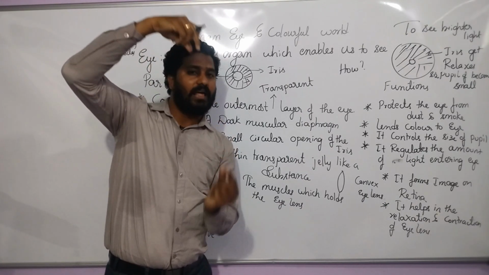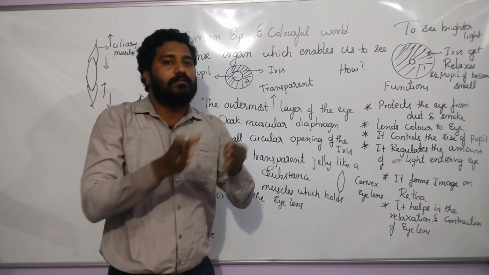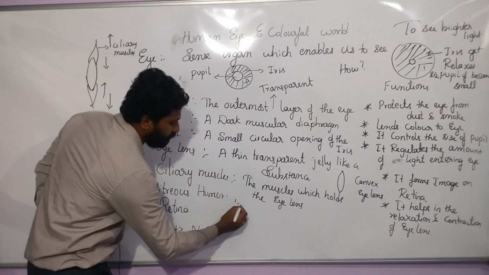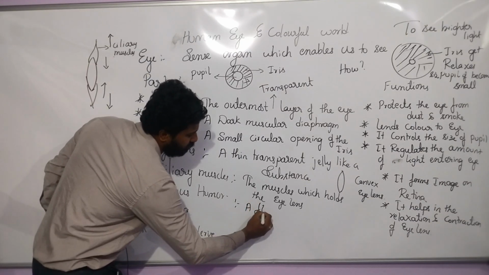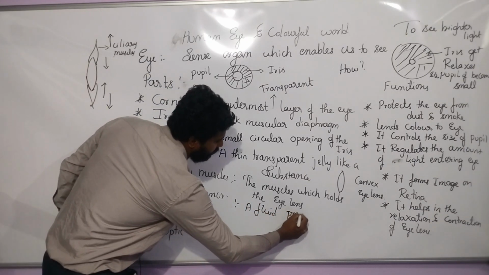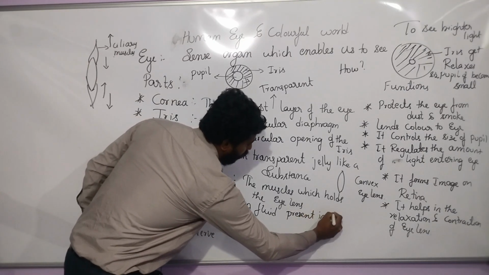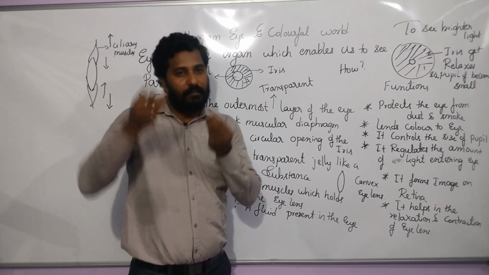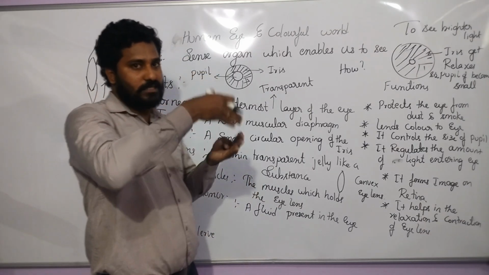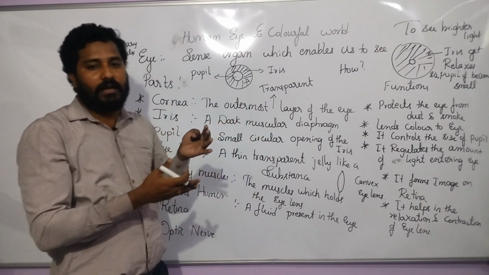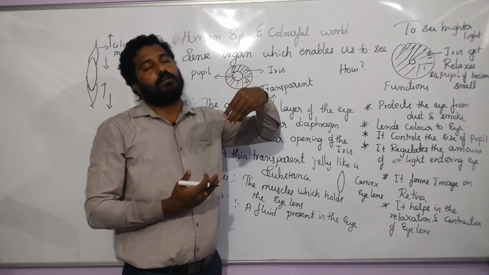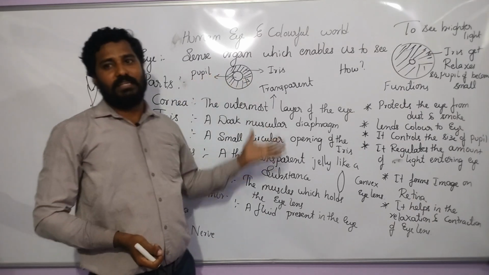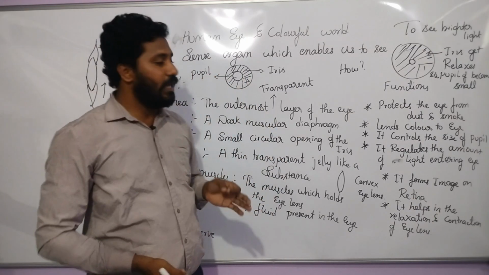So this kind of relaxation and contraction is done by the ciliary muscles. Next is vitreous humor, a fluid present inside the eye. Note down all these key points in your books, very important.